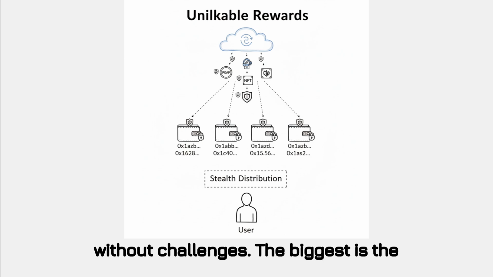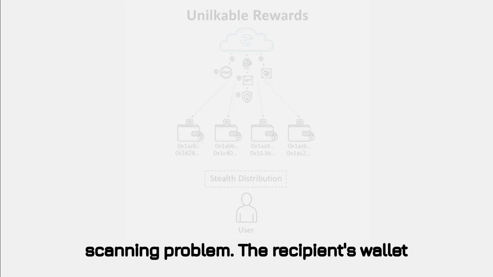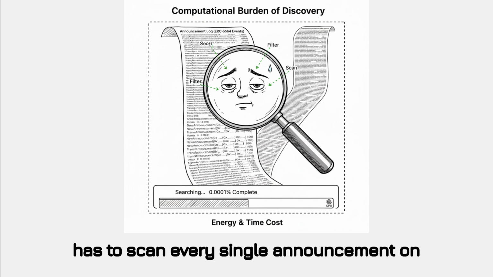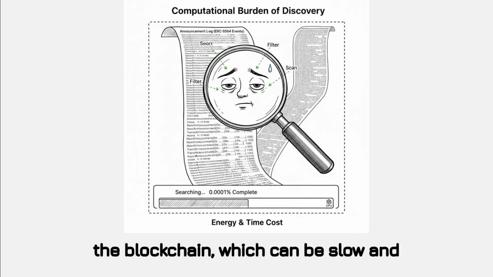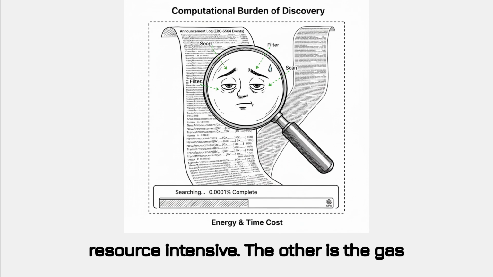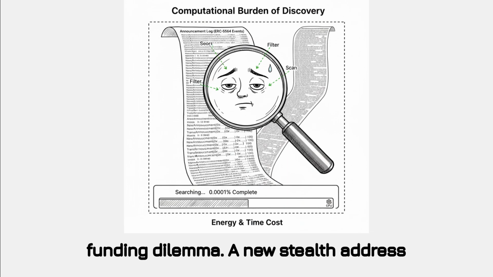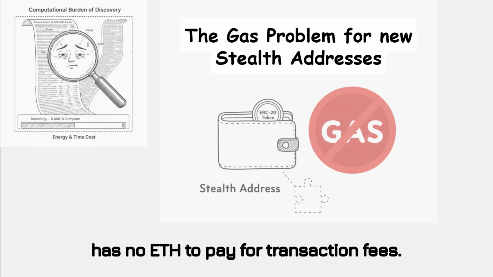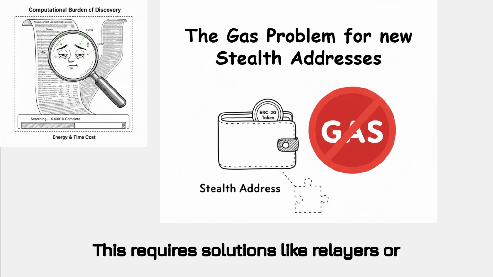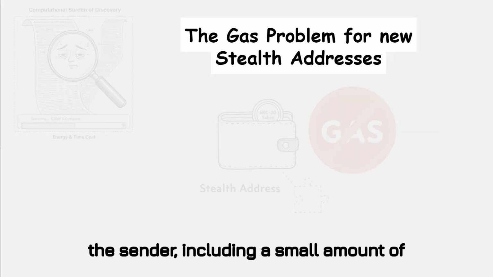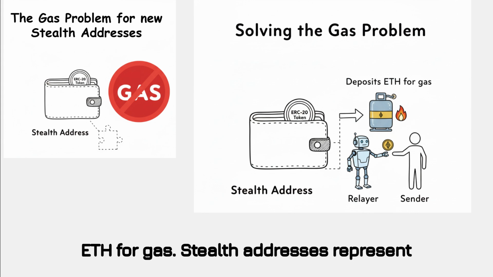However, it's not without challenges. The biggest is the scanning problem. The recipient's wallet has to scan every single announcement on the blockchain, which can be slow and resource-intensive. The other is the gas funding dilemma. A new stealth address has no ETH to pay for transaction fees. This requires solutions like relayers or a sponsor, including a small amount of ETH for gas.